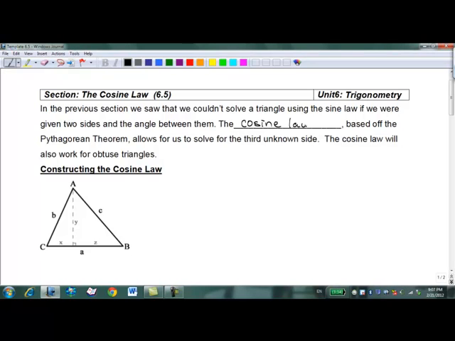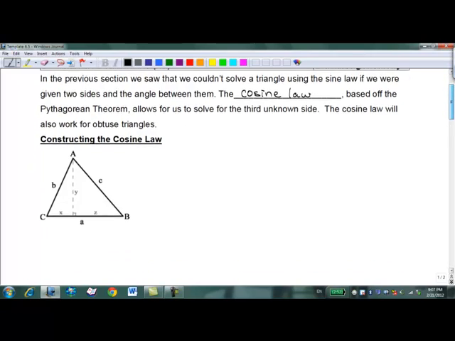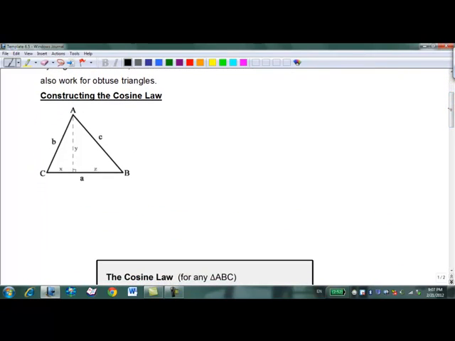So we have the cosine law, which is really based off the Pythagorean theorem a lot. There's a lot of Pythagorean theorem kind of stuff going on in here. And it allows us to solve for the third unknown side. The cosine law will always work for obtuse triangles as well, so we can use it for acute or obtuse triangles.